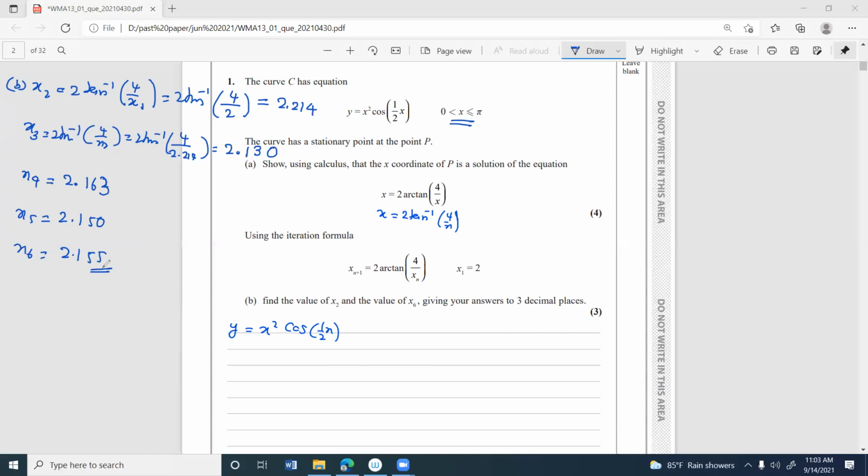Find the value for x2 and the value for x6. Straightforward, you can't find x6 directly, obviously. You need to work out with this pattern and obtain the final answer for this question. That's a way of discussing the first question.